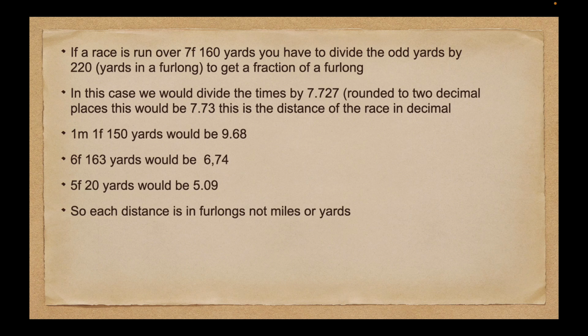So 1 mile, 1 furlong, and 150 yards would be 9.68. 6 furlongs, 163 yards would be 6.74. These are all furlongs. 5 furlongs and 20 yards would be 5.09. So each distance is in furlongs, not miles and not yards, but decimal numbers.